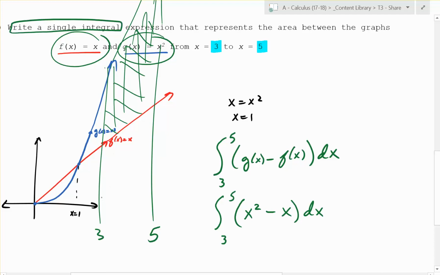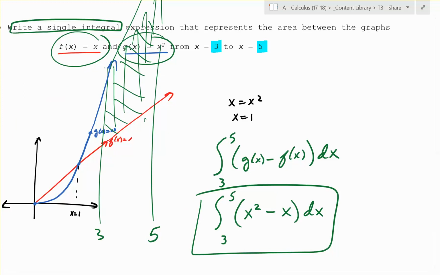What we're really doing is finding this whole area all the way down to here, but then subtracting out the base area right there. It doesn't ask us to evaluate this. We're just writing this as a single integral. So you notice how I drew it not really to scale, but it was useful to understand what we were trying to do.